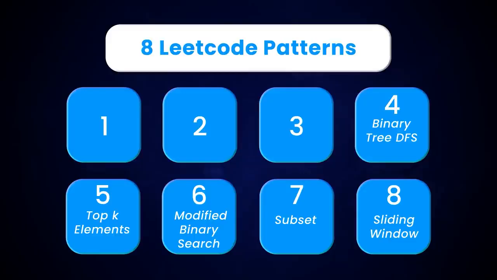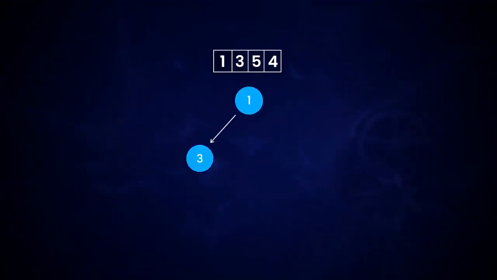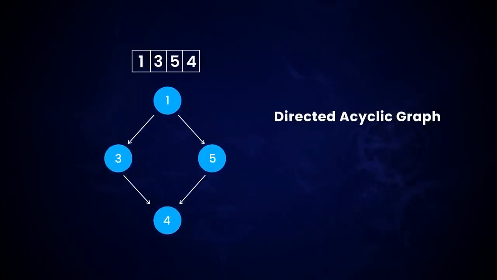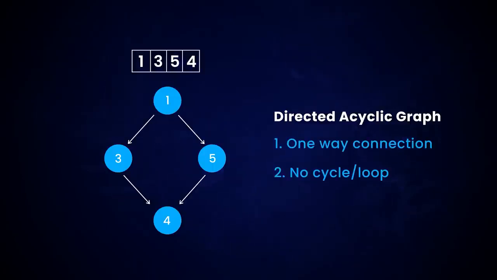Next pattern we have on the list is topological sort. The topological sort is used to arrange elements in a specific order when they have dependencies on each other. It's particularly useful for directed acyclic graphs. Whenever the nodes of a graph have one-way connection between them and there is no cycle, it's called a directed acyclic graph. Think of topological sort whenever you have a prerequisite chain. Let me explain what I mean by this.